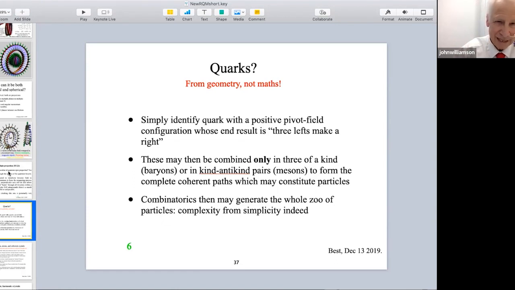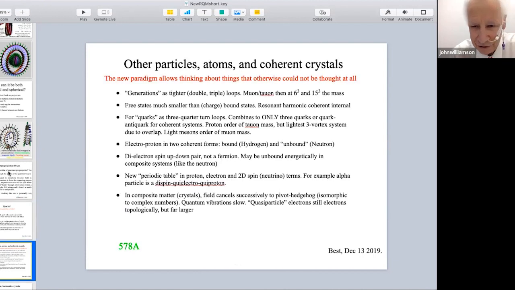Quantum chromodynamics is a terrible theory. It's really a terrible theory. I don't want to talk about that too much. I'll stop now or I'll get rude.